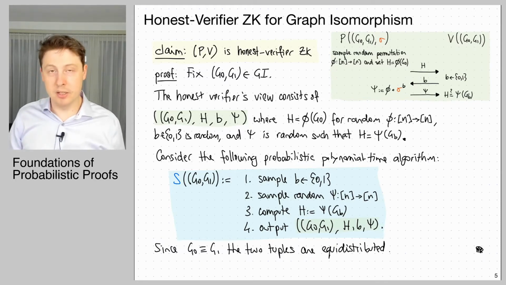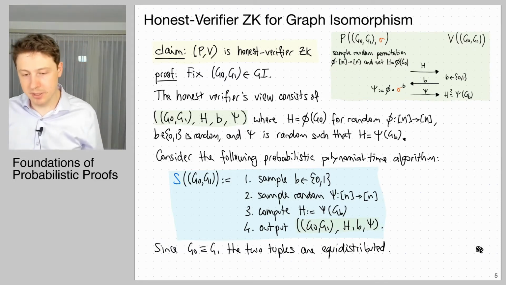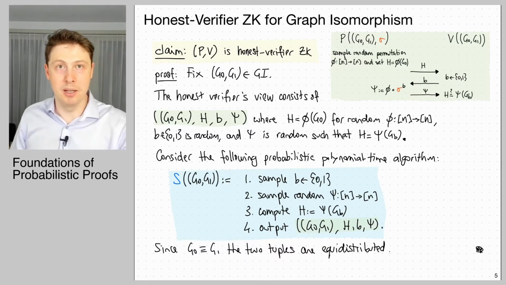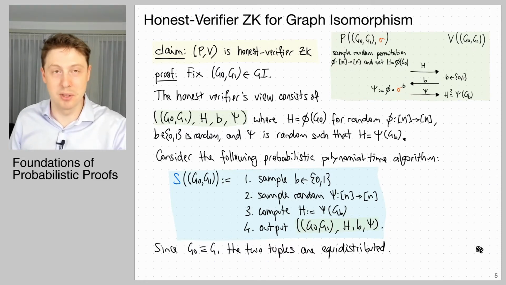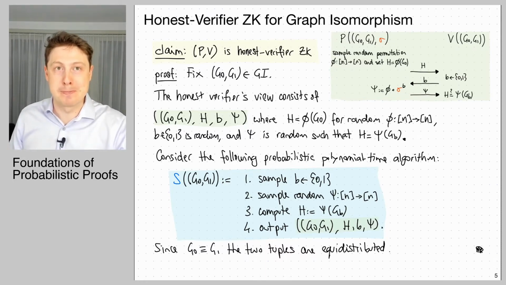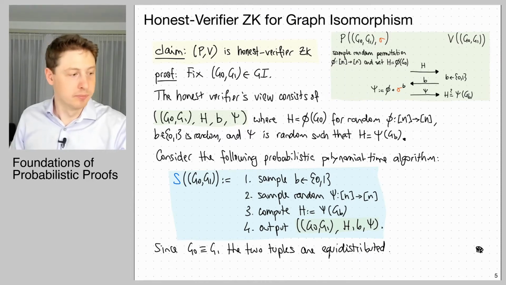Okay, that is honest-verifier zero knowledge. Any questions about this before we move to malicious-verifier zero knowledge? Professor, could you say briefly again why the interaction is just for soundness?